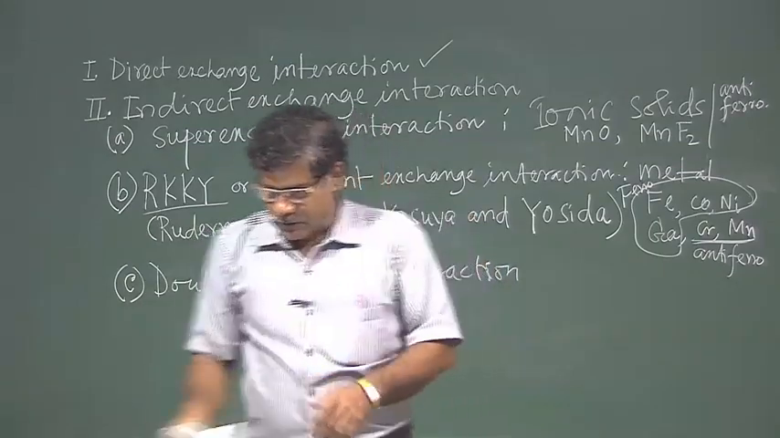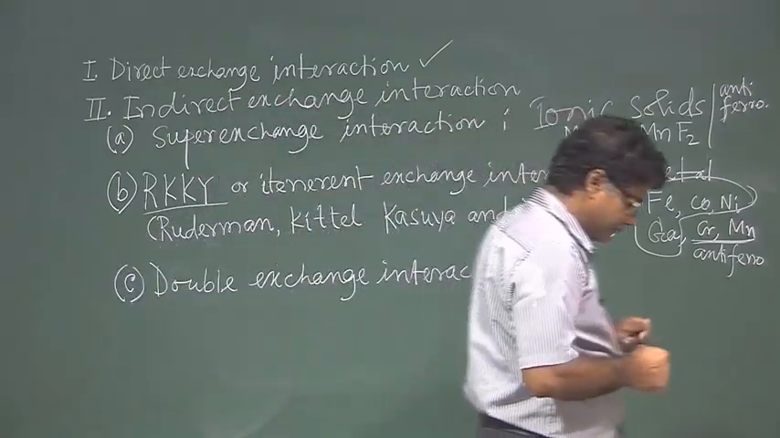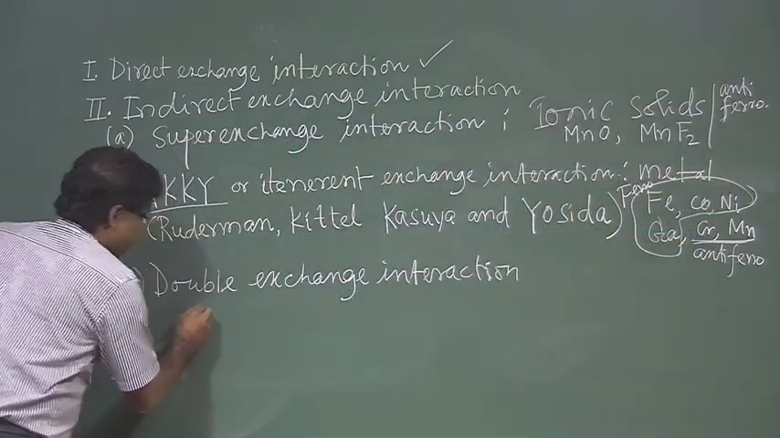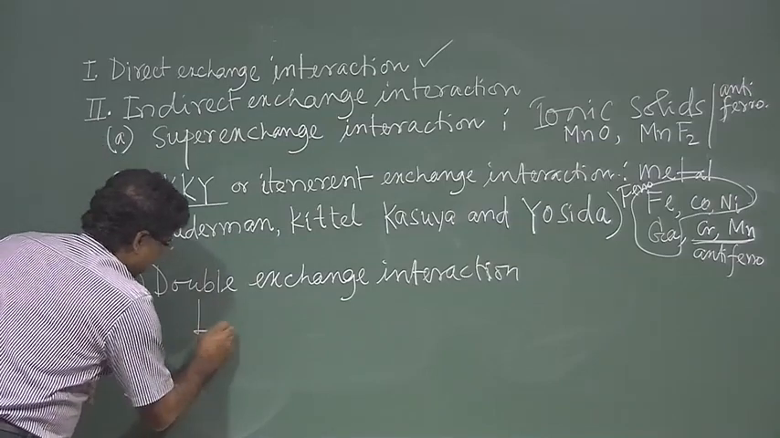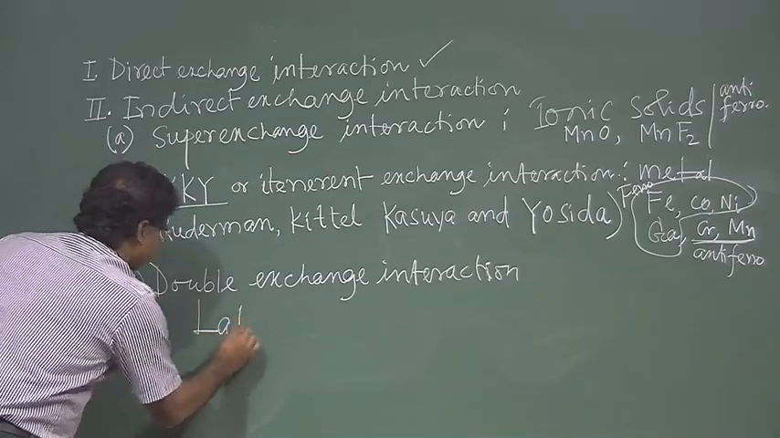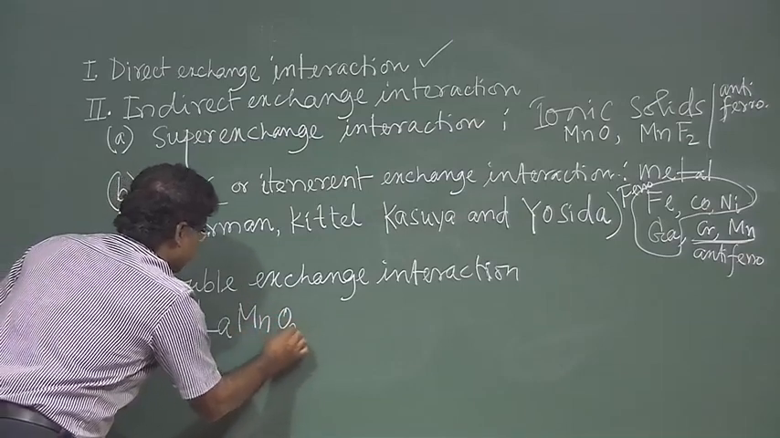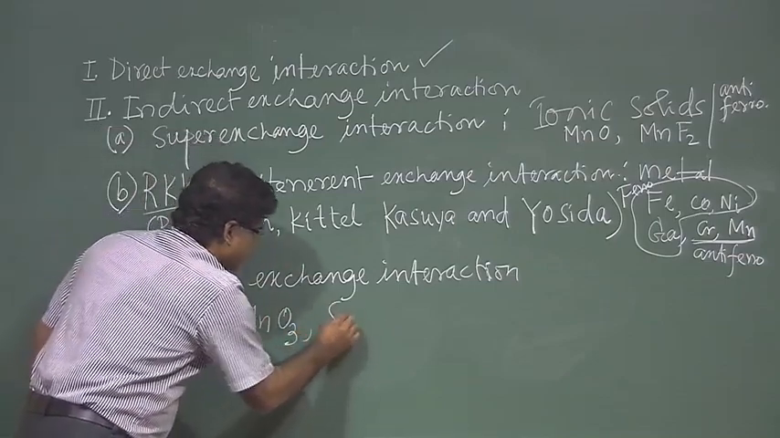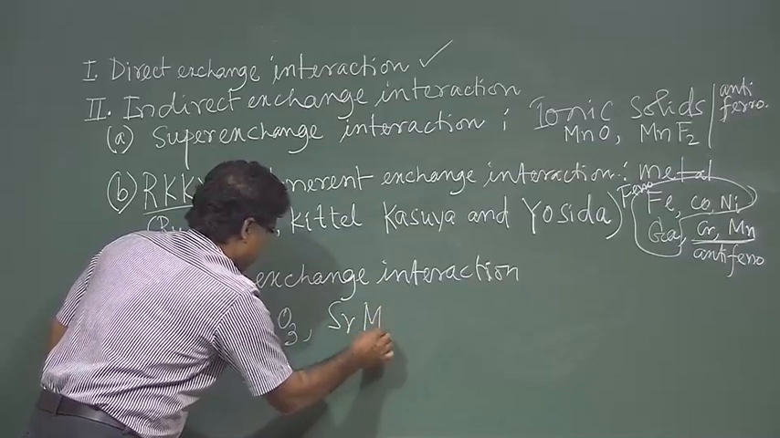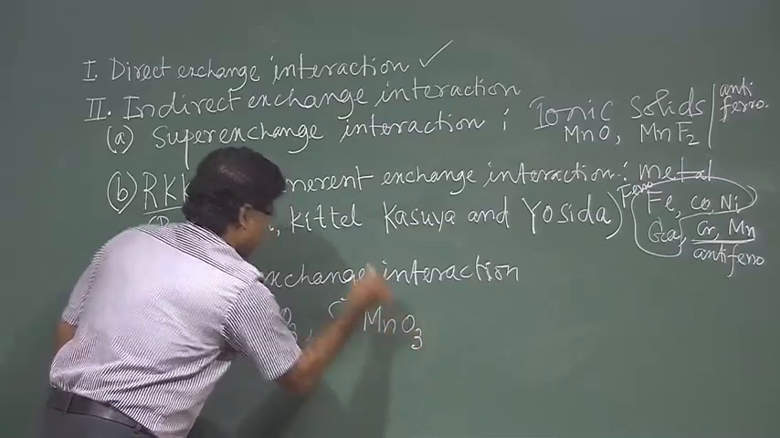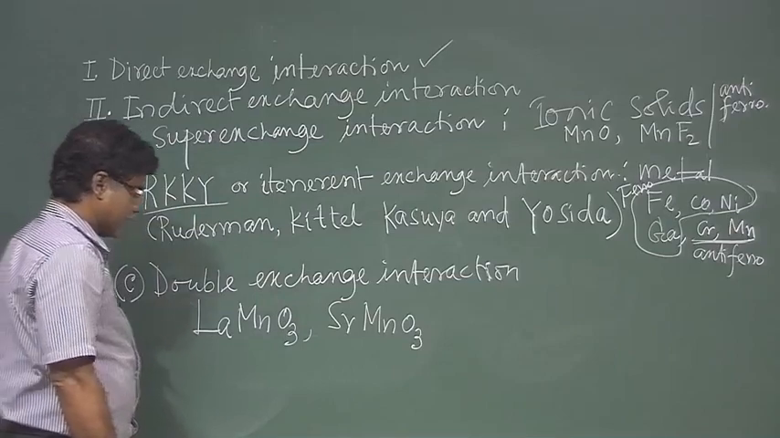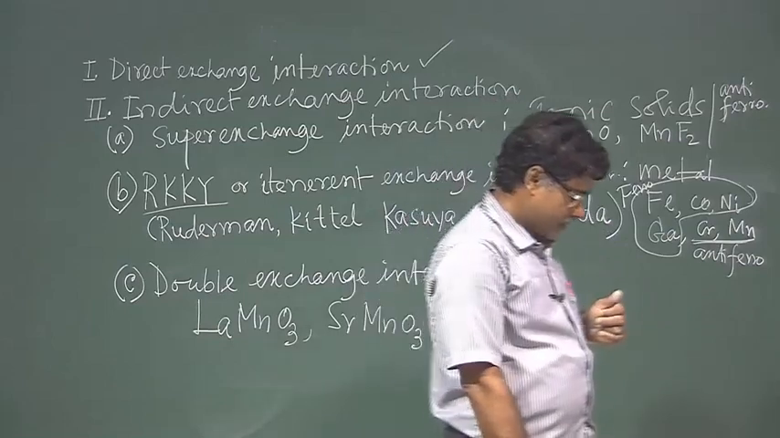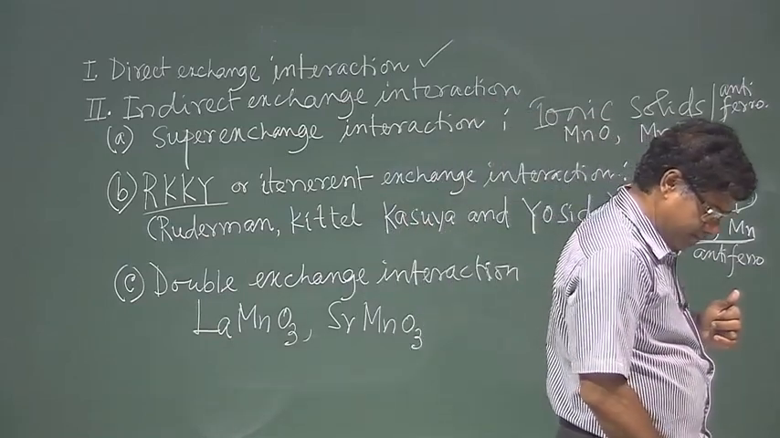Okay. So, if you take lanthanum manganate, LaMnO3, or strontium manganate, then these two materials show the antiferromagnetic property.